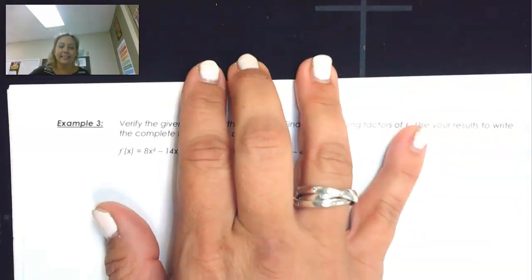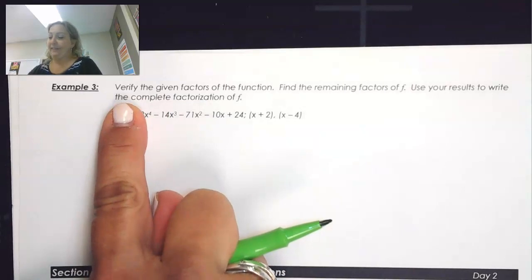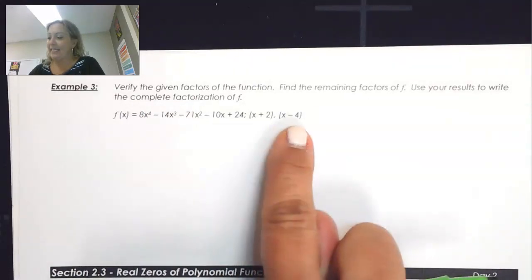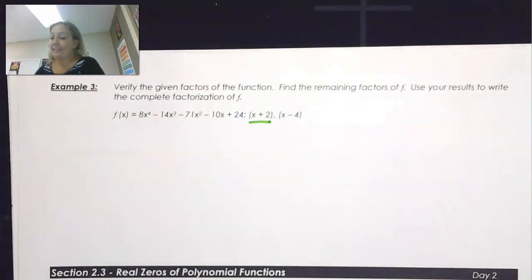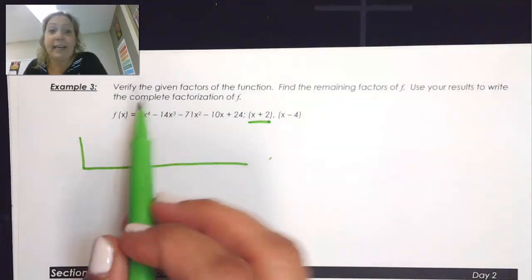All right. So the next example asks us to verify the given factors of the function, then to find the remaining factors of f, and then use our results to find the complete factorization of f. Okay? So they want us to verify the given factors. They give us this quartic polynomial, and then they have these different factors. So let's start by verifying x plus 2. We're going to start with the polynomial itself and use synthetic division to do so.